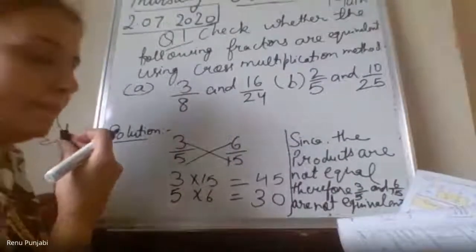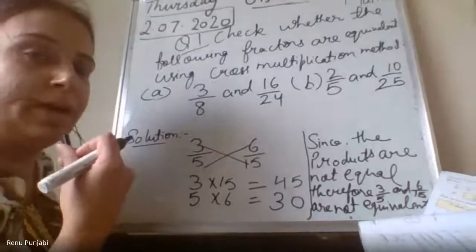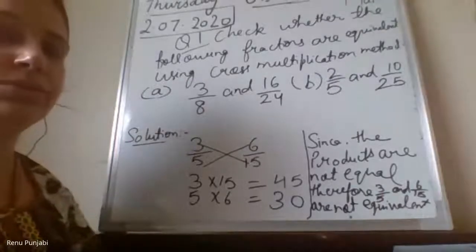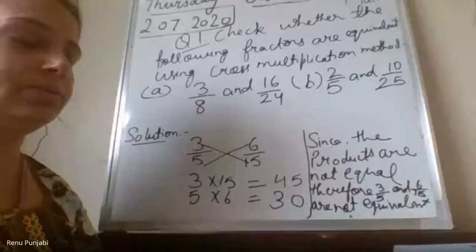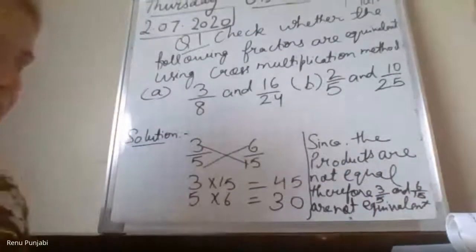Ma'am, your board is blur. Other children can check whether the board is blur or not. Children, check and tell me. Ma'am, your board is clear. Very clear. Okay, thank you. Kanan, check, maybe there is an internet problem.